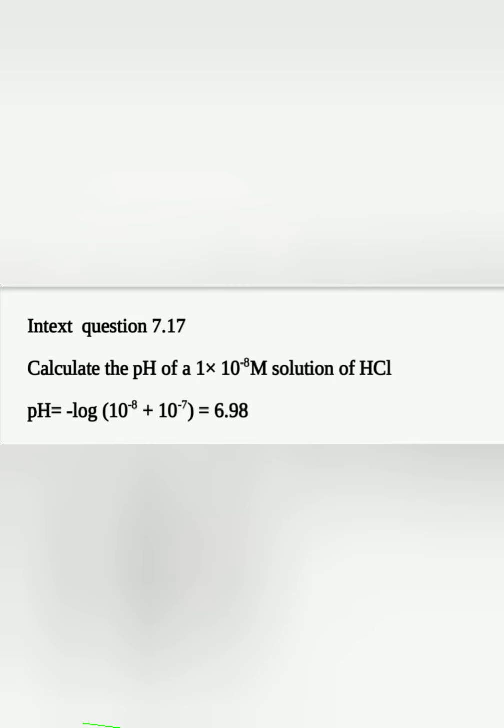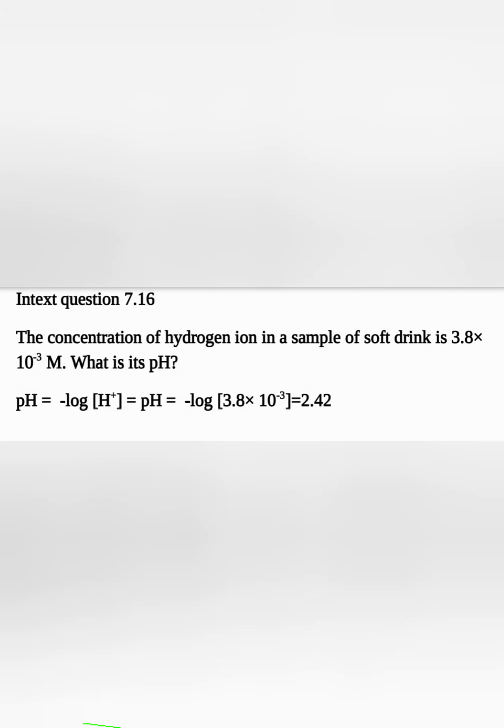Once again, in this question they are mentioning HCl solution. Solution in the sense HCl plus water. So in water also H plus ion concentration will be there, and at the same time HCl also gives H plus ion concentration. In this question, from the HCl, H plus ion concentration is equal to 10 raised to minus 8. Water, we should know, is 10 raised to minus 7 at 298 Kelvin. So we have to take the sum of 10 raised to minus 7 and 10 raised to minus 8. Okay, so that should be kept in mind.